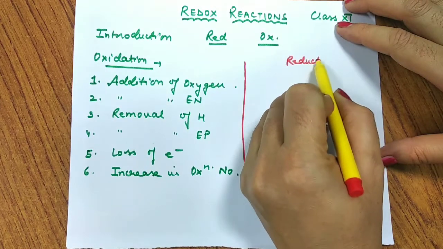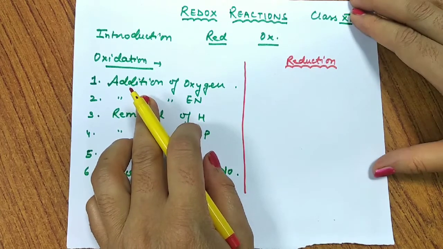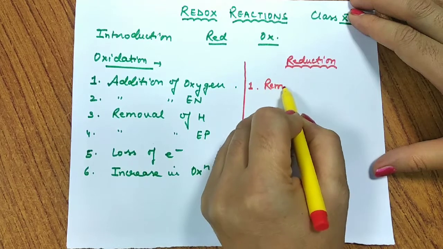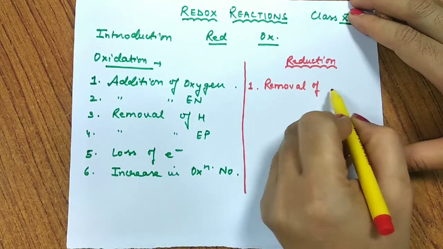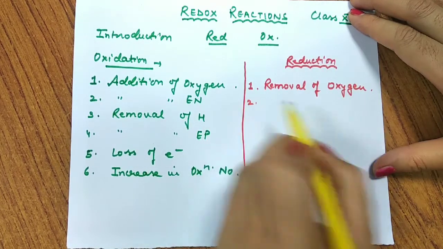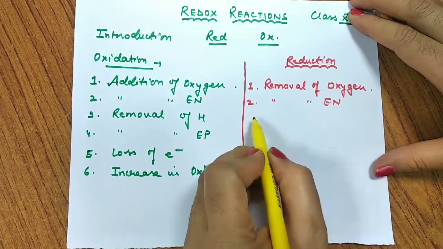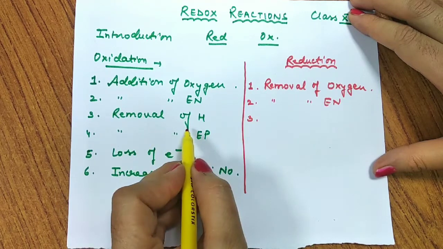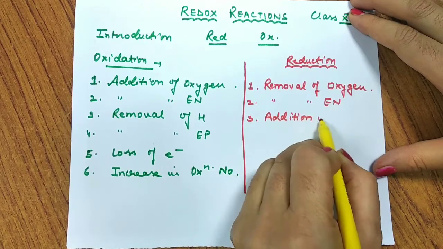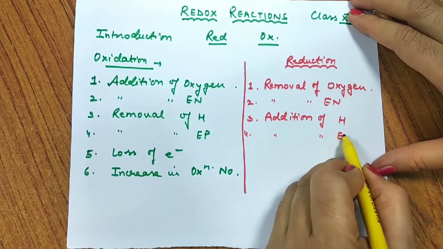Now the thing is what reduction is. Since oxidation involves the addition of oxygen, here I can write the removal of oxygen. Any reaction in which an element loses oxygen, that substance undergoes reduction. Removal of oxygen, removal of electronegative element. In this case we observed removal of hydrogen in oxidation; reduction is the reverse, so I can write addition of hydrogen is observed in reduction. Addition of electropositive element is reduction.